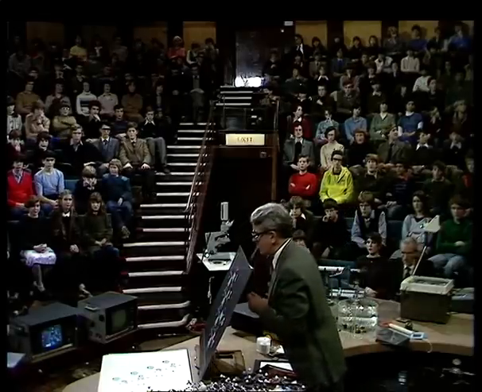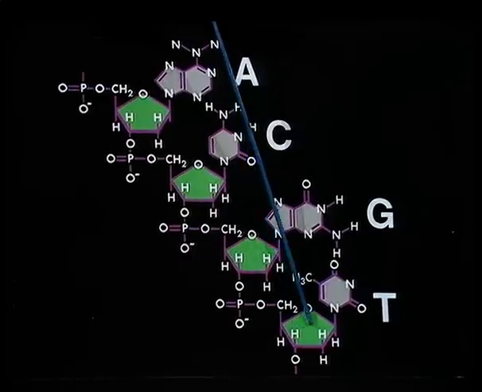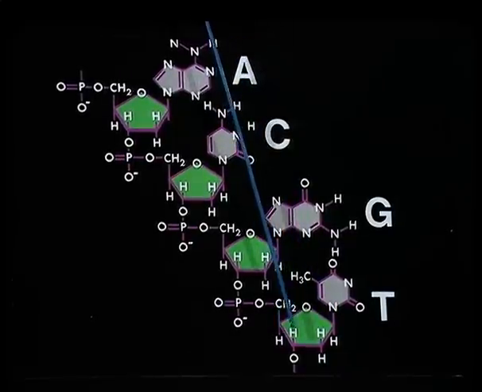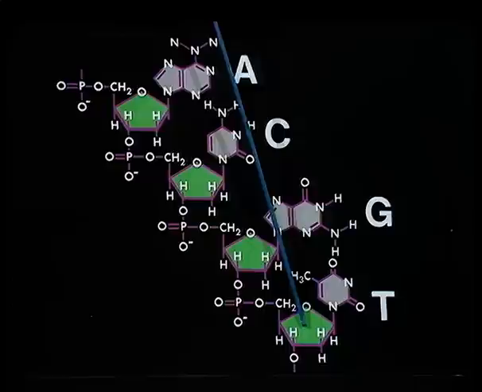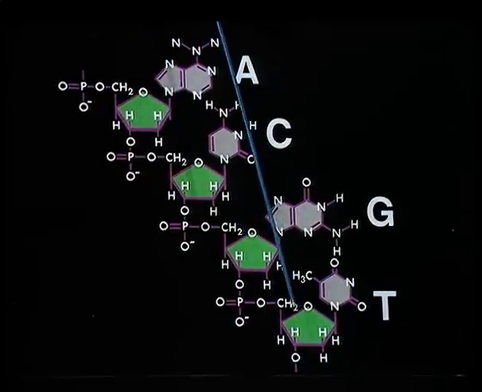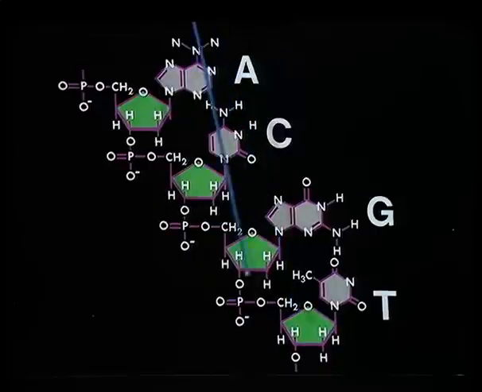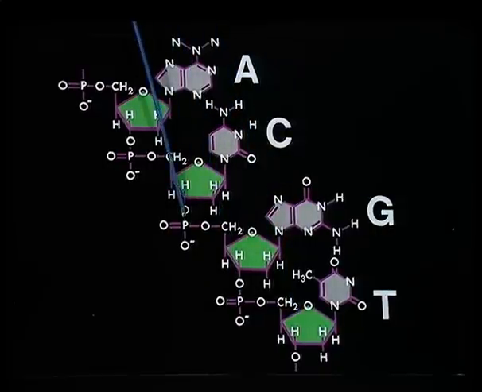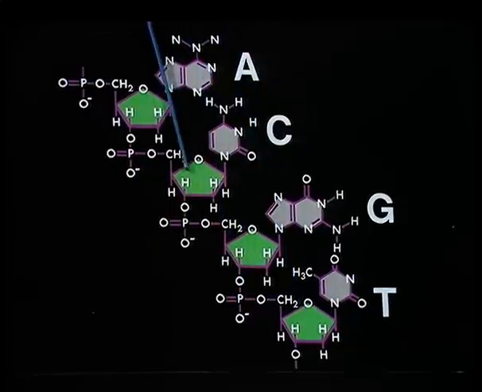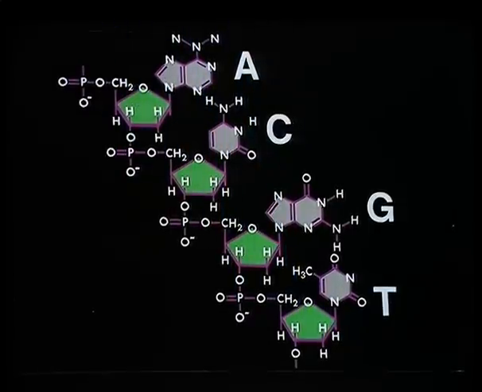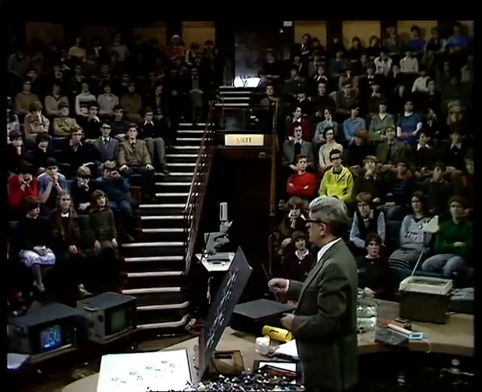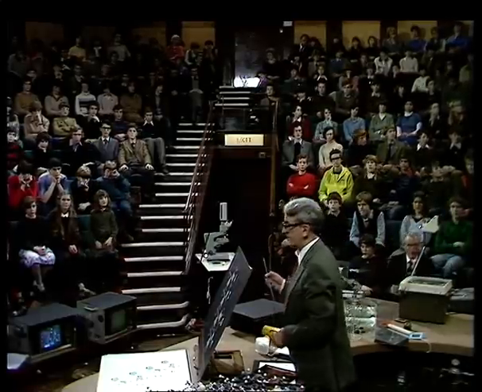And if we look at it slowly, these green 5-sided rings here, they are sugar molecules, a particular sort of sugar molecule. And here's another one, and another one, and another one. And these sugar molecules are connected together through phosphorus atoms. There's a phosphorus, there's a phosphorus, there's a phosphorus. So we have sugar, phosphorus, sugar, phosphorus, sugar, phosphorus, sugar, and so on for a very long way. So that's a very long polymer, made of sugar and phosphorus, like that.